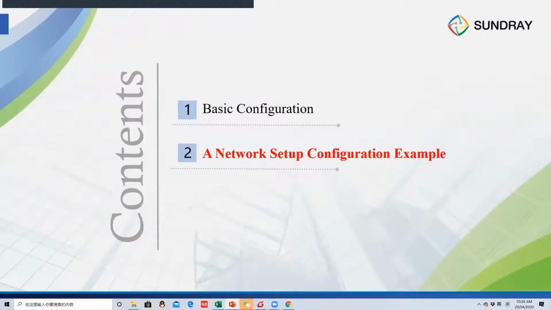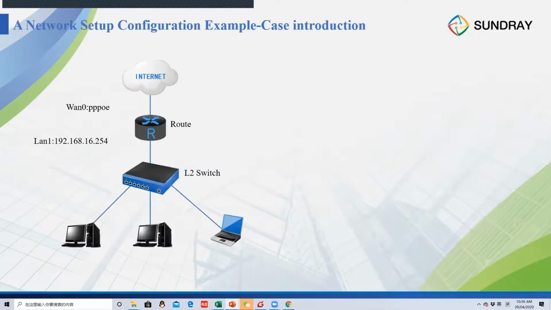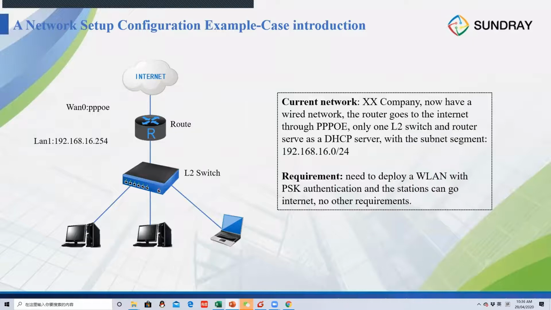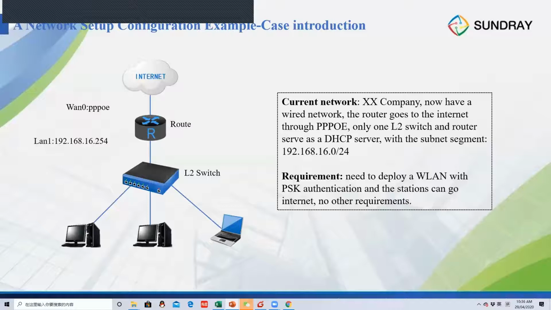Now let's do a network configuration together. This is the current network. You just have a switch, one switch, one router. They don't have a wireless network, they don't have a WLAN. The requirement is to have a WLAN with just a simple authentication, for example PSK, and the client purchases our controller. So how can we do the configuration?